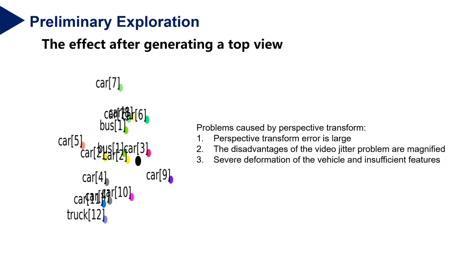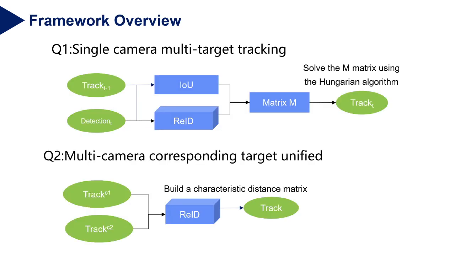So we then chose to implement our multi-target, multi-camera tracking using newer technology, deep learning, and we use the IOU feature and ReID, re-identification. First of all, consider the target being tracked under a single camera.